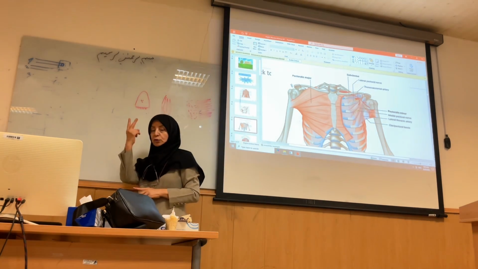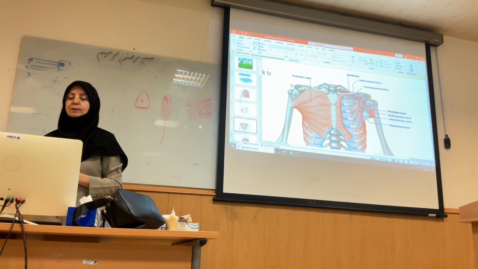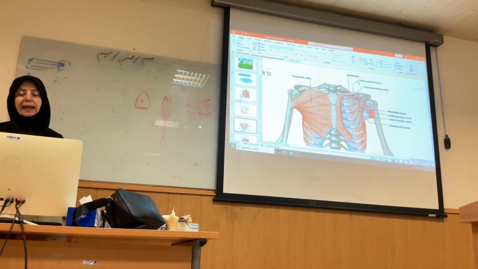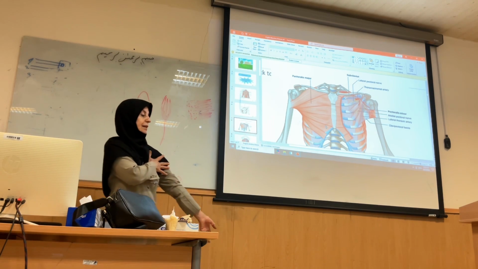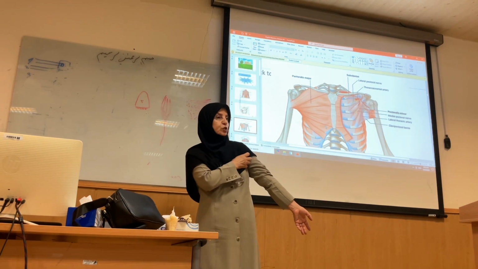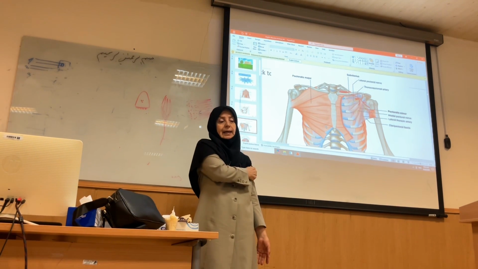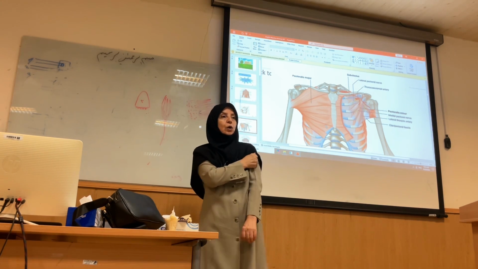Now, two branches that belong to the brachial plexus, we can call the lateral pectoral and medial pectoral. The lateral pectoral and medial pectoral are responsible for innervating the pectoralis major. So you know the insertion, you know the origin, you know the innervation. What about the function? When this muscle fiber contracts, they become short. They adduct the upper limb to the body, and they help with medial rotation.